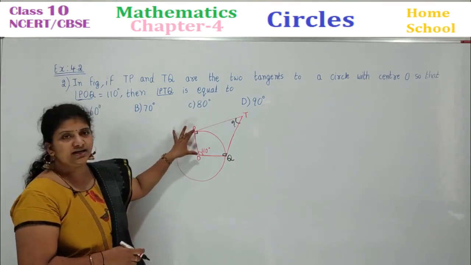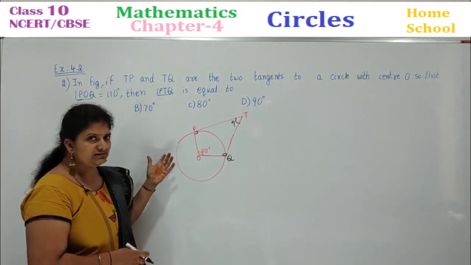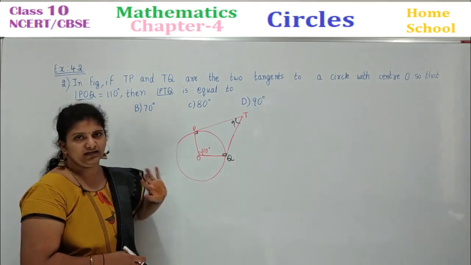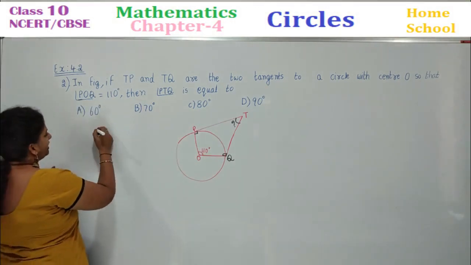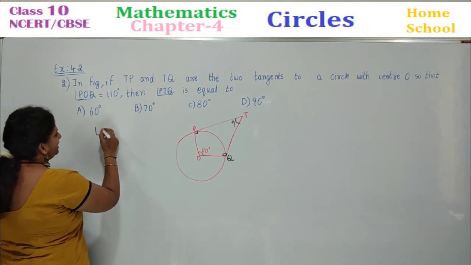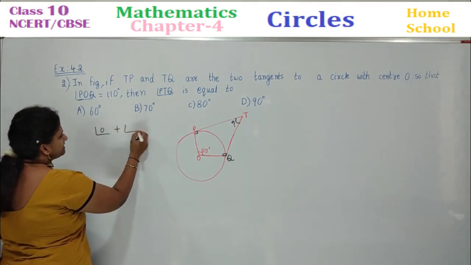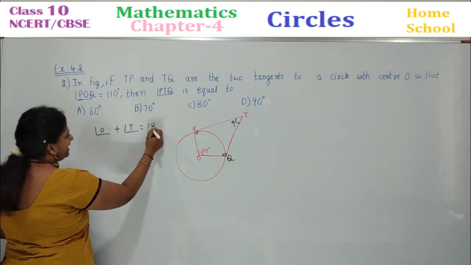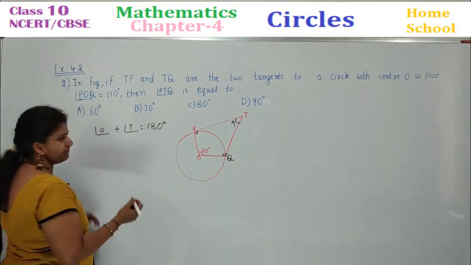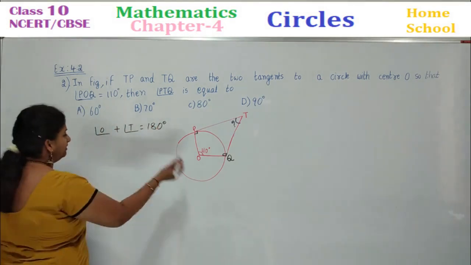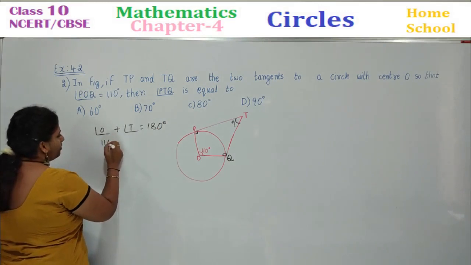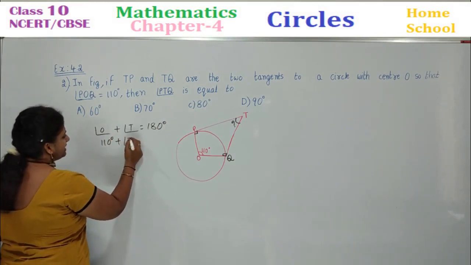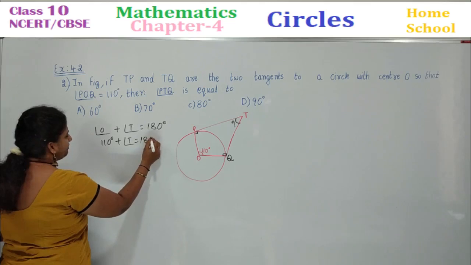Or through the radius, they are perpendicular, you can say. So, 90, 90. I'll observe only this. Look here, in the quadrilateral, angle O plus angle T is equal to 180. Opposite angle sum will be 180 in a quadrilateral. So, I am writing here shortcut. What is angle O? 110 degrees plus angle T is equal to 180.